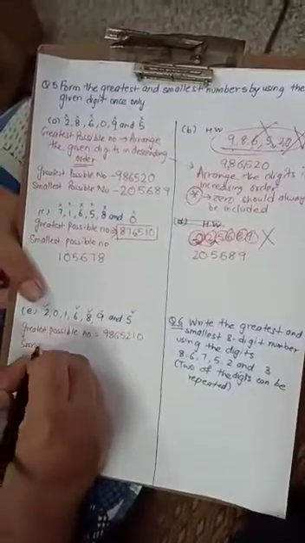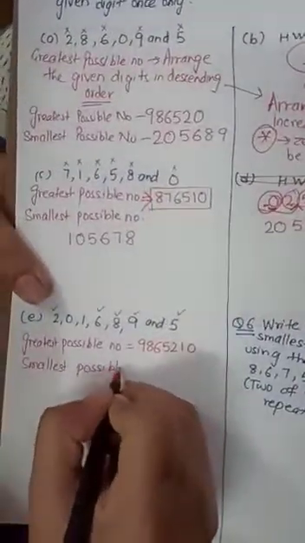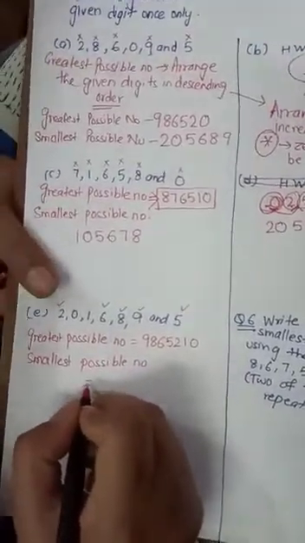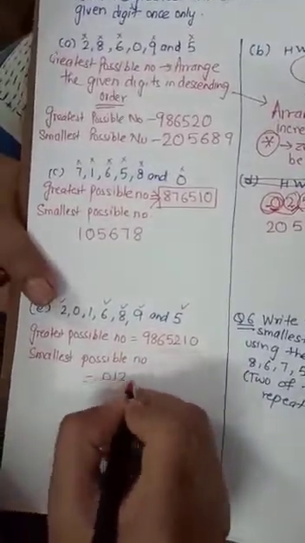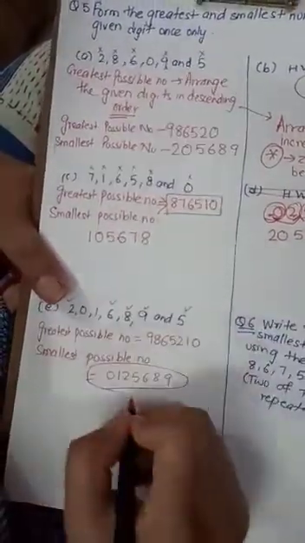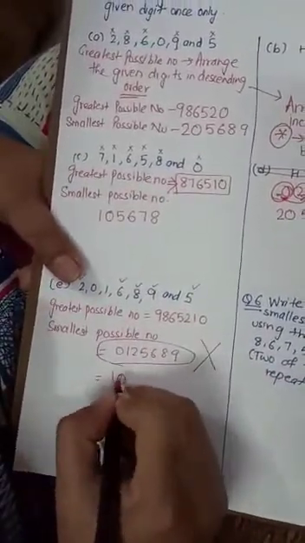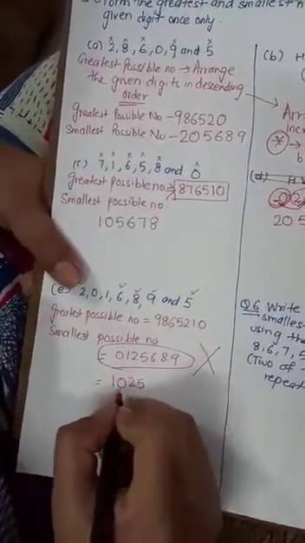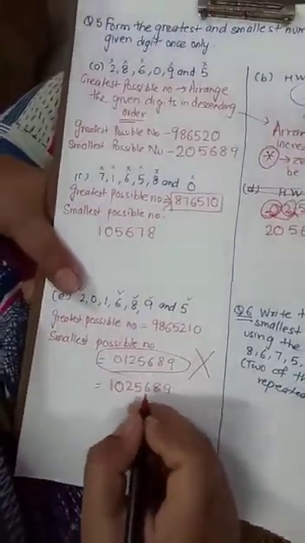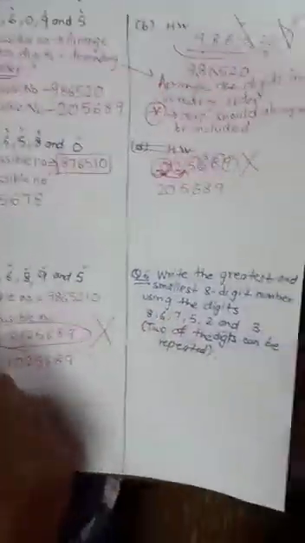And the smallest possible number? So we have to arrange it in ascending order. So 0, 1, 2, 5, 6, 8, 9. Oh, see, we have done a common mistake. This is wrong. We have to put 0. We have to include the 0. So you don't have to repeat the mistake which ma'am has made. Right? Let's move on to the next concept.